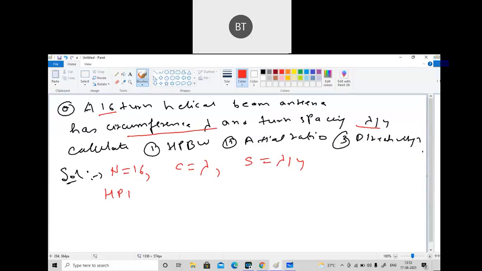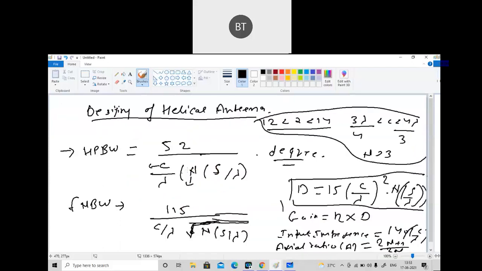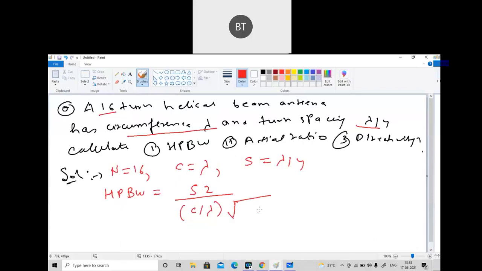We have seen the formula for half power beam width, that is equal to 52 by C by lambda. That was under root, so please rewrite the formula: 52 upon C by lambda into under root of N S by lambda, and here 115 by C by lambda into under root of N S by lambda. This is the formula which we have seen.